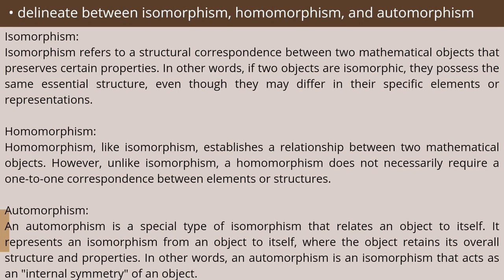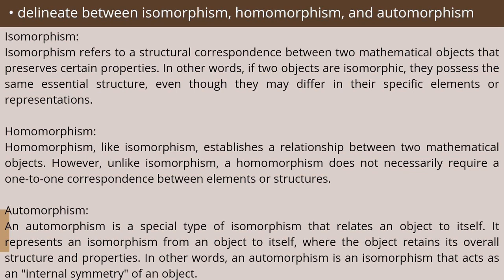For example, in group theory, a homomorphism between two groups preserves the group operation. It maps the product of elements in the first group to the product of their images in the second group. In graph theory, a homomorphism between two graphs preserves the edges and adjacency relationships, although it may not preserve the exact structure or labels of the vertices.